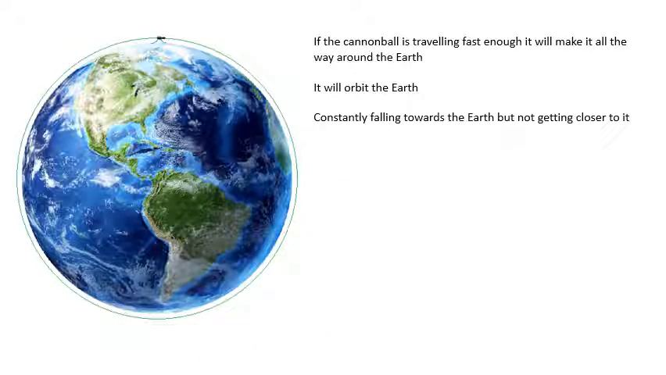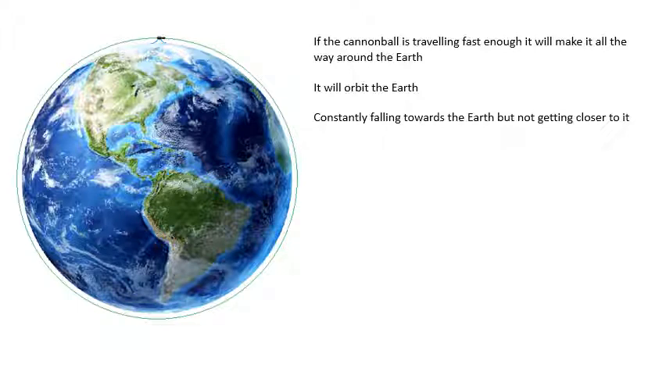Then the cannonball will go all the way around the Earth. It's falling towards the Earth all of the time, but because the surface of the Earth is curved, if it's traveling at just the right speed, it will never hit the Earth. It will go into orbit. It will orbit the Earth.